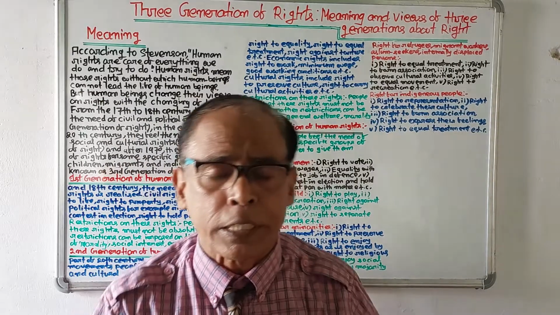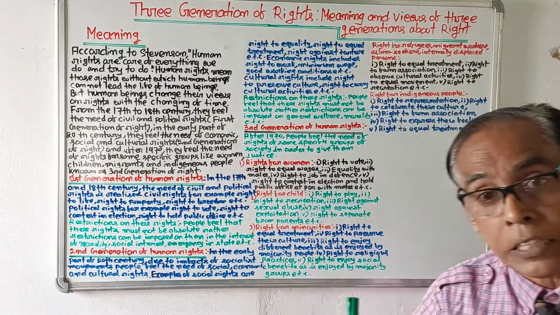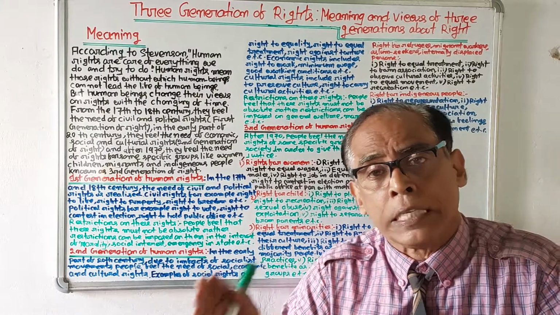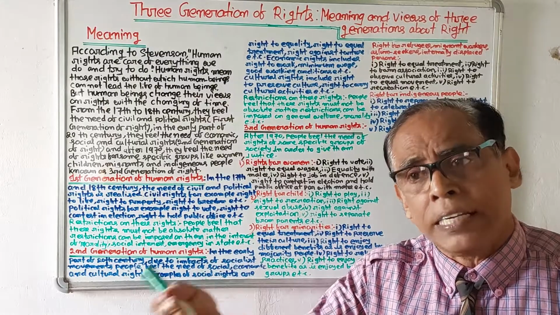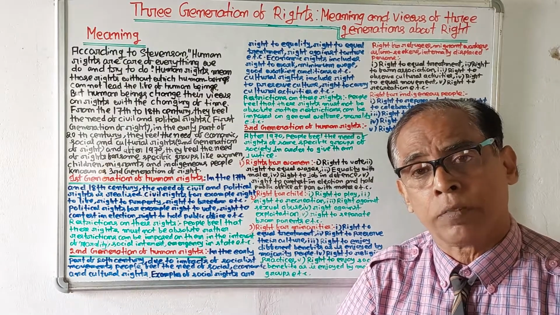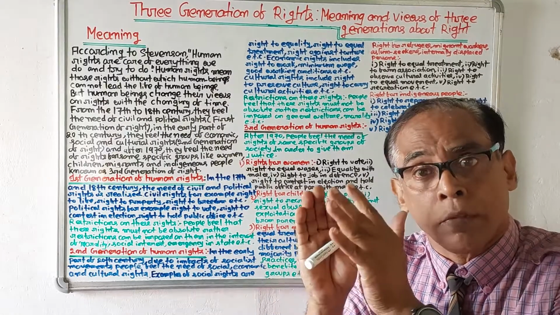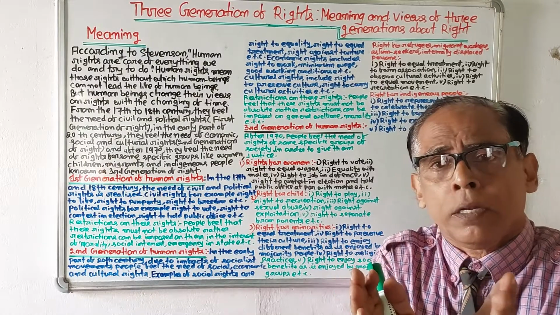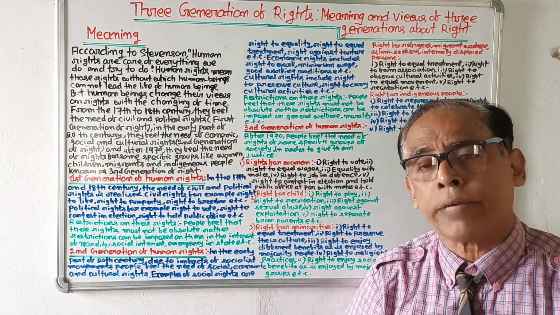So in this video we have discussed what is the meaning of 3 generations of rights. 3 generations of rights means how ideas of people about rights are changing from time to time. In 17th and 18th century, people had different type of ideas about rights. In the early part of 20th century, they had different type of ideas about rights. After 1970, they wanted to give special rights to some specific groups. So, 3 generations of rights means ideas of people about rights have changed. This is known as the 3 generations of rights.